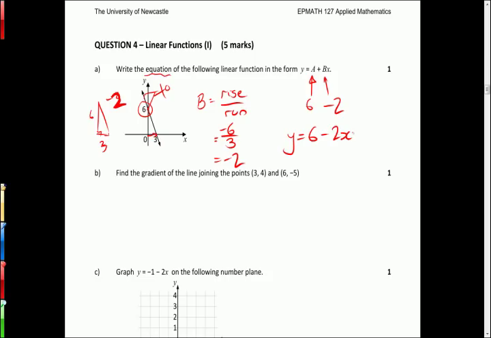Find the gradient of the line joining those points. I could do a sketch, but let's just use our formula. Gradient is equal to y2 minus y1 over x2 minus x1.